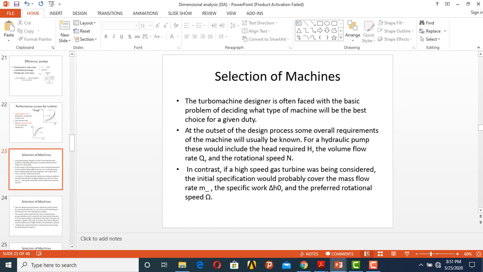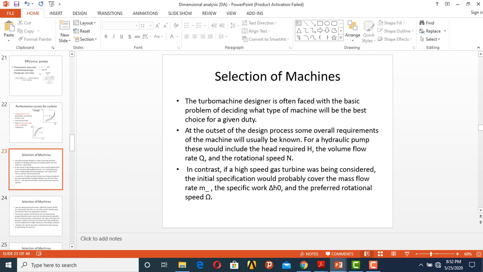So turbomachine designers often face challenges because different machines have got different duties. So for you to decide what type of machine will be the best for this duty, you have to sit down, analyze, and go on the market to choose the machine. So at the outset of the design process, some overall requirements of the machine will usually be known.